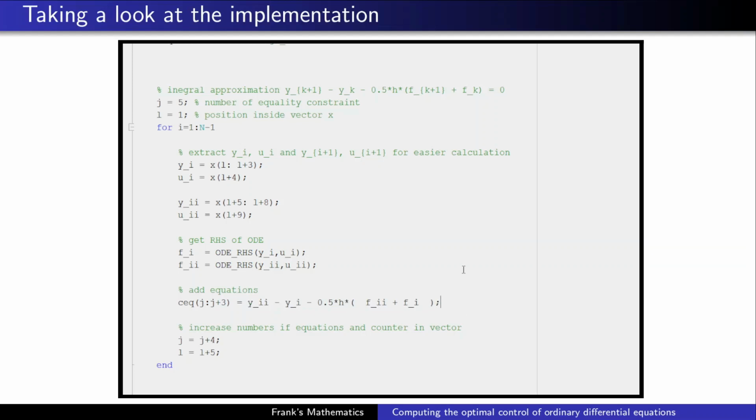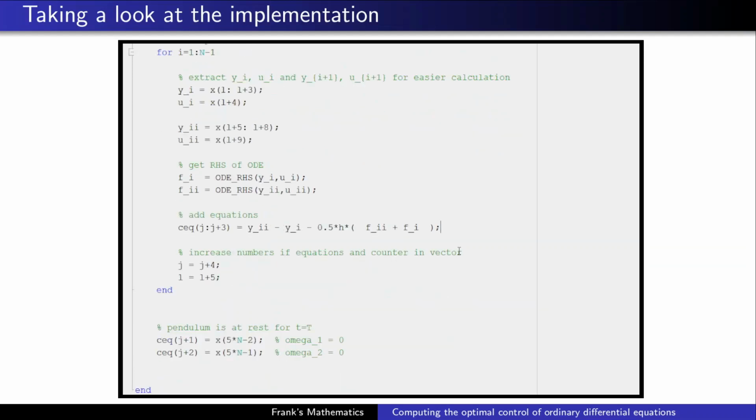It's nothing spectacular. We are left with one last constraint. We want our pendulum to be at rest for time t equal big T. So we go to the very last state vector and just set omega 1, omega 2, which are the derivatives of theta 1 and theta 2 respectively, to be 0. And that's basically all you have to do to set up your nonlinear equality constraints.